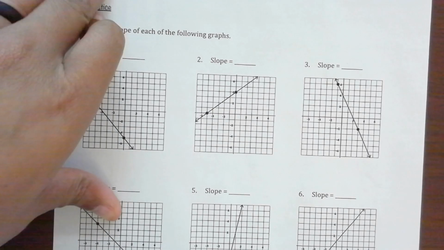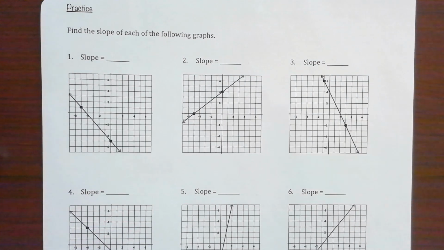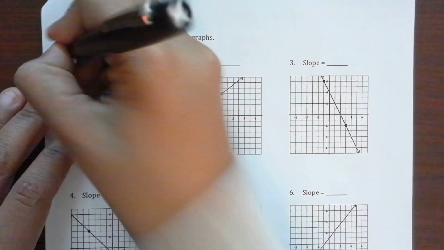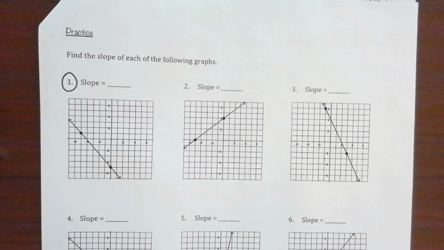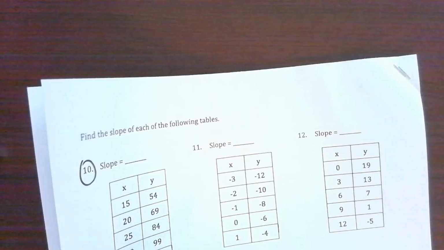Any questions there? Well, you already know what's about to happen to you. Do me a favor. Do number 1 on the slope for the graphs, and do number 10 on the slope for the tables. Do number 1 and number 10. And you ain't got much time. You got about 5 minutes. Knock it out.